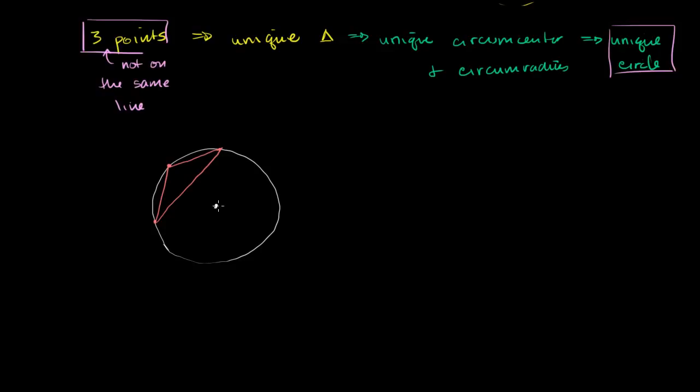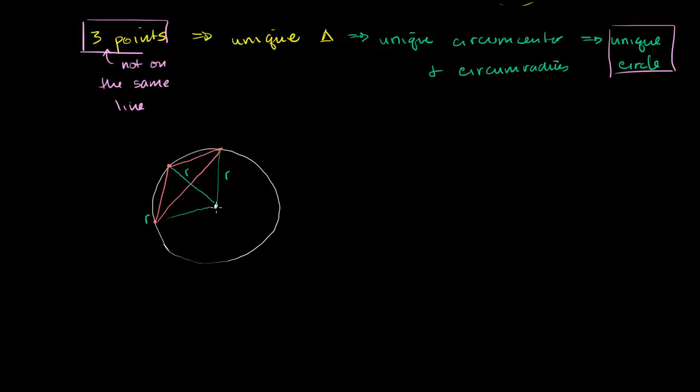But remember, this point right here is equidistant to every point on the circle. I should say every point on this circle is equidistant from this point. They are all the radius away. And all 3 points of this triangle are on the circle, so they are all exactly a radius away from this point right over here. So this distance is going to be a radius, this distance is going to be a radius, and this distance is going to be a radius.